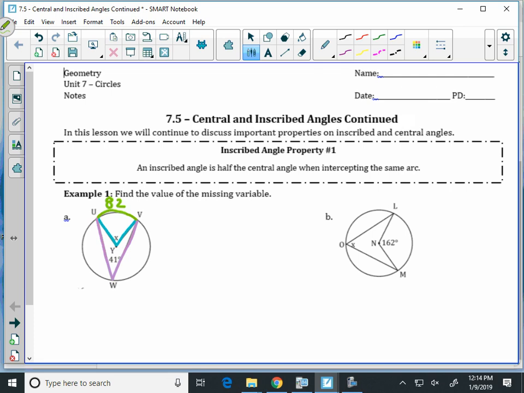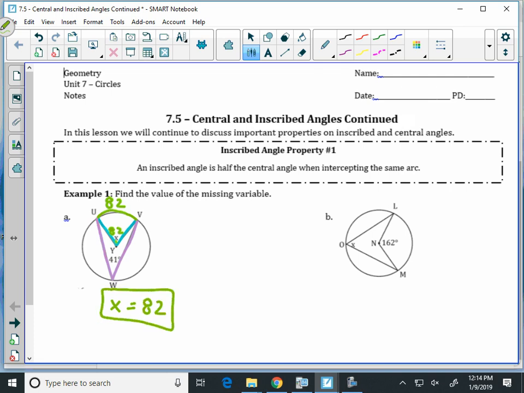Okay. Now that we know what this arc is, we can easily figure out what that angle is because it's central. And what do we know about this central angle in the arc? It's the same. So if the arc's 82, that means the angle is going to be 82. So x is equal to 82.